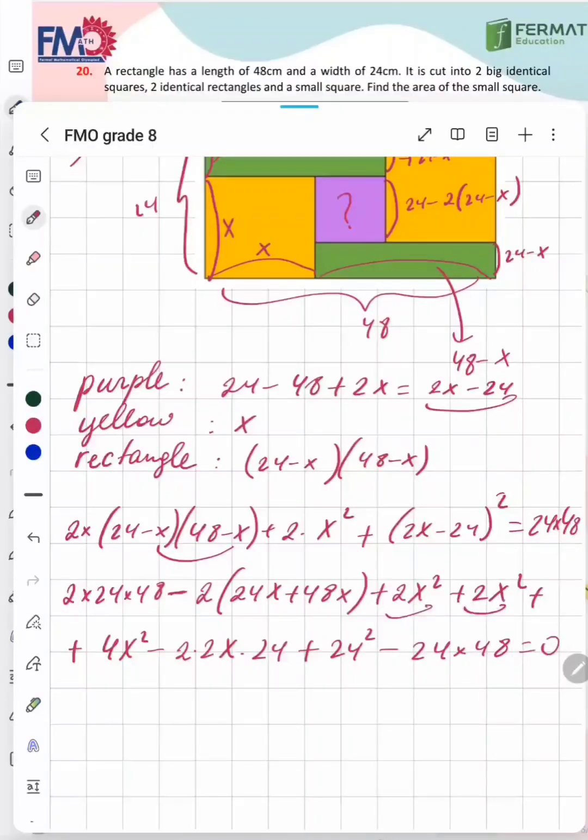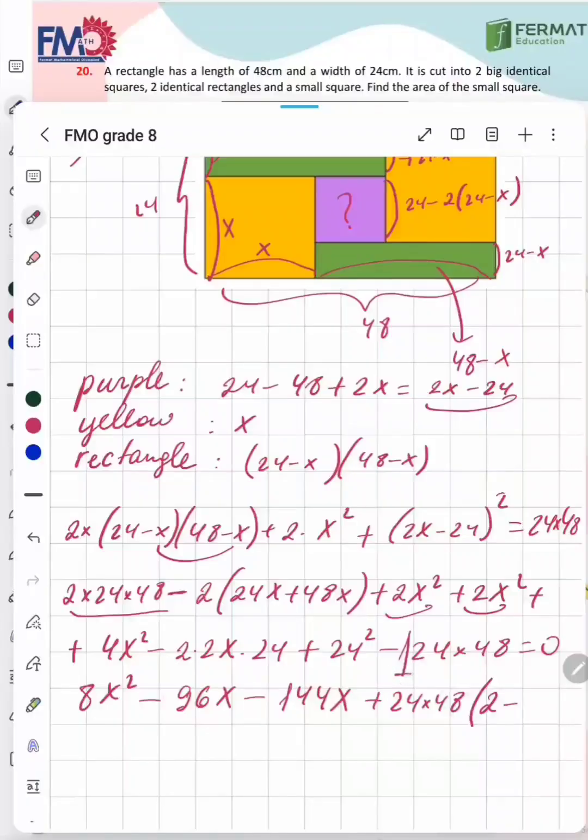Now, what we see, we have 2 plus 2, 4, plus 4, 8x squared. Now, for x, minus 2 times 2 is 4, 4 times 24 is 96x. And we can collect these terms: minus 2 times 24 plus 48 will be 72x. So basically it's minus 144x. And now we have 2 times 24 times 48. Okay, I can take 24 times 48 out and write the coefficient here, 2, minus the coefficient here, 1, so it equals 0.